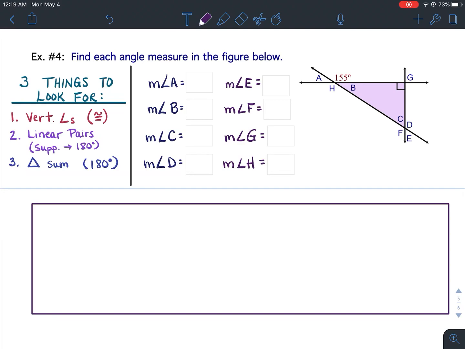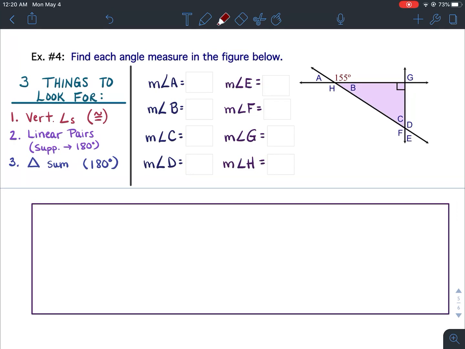Right? So if I look at this figure, right there are vertical angles. C and E are vertical angles. F and D are vertical angles. H and the 155 are vertical angles. A and B are vertical angles. They share a vertex and they're across from one another. Again, we've got G and the right angle, FD, CE, H and the 155, and A and B. They are vertical angles, and vertical angles are congruent. So if you know one of those angles, you automatically know the other angle measurement.